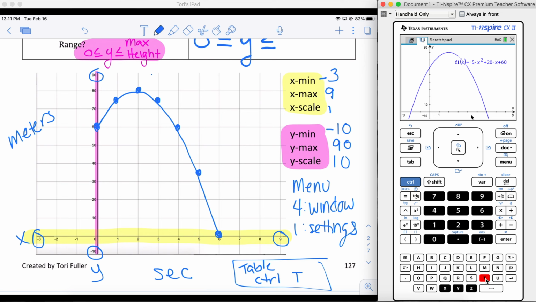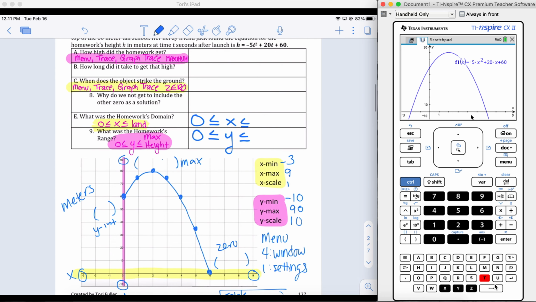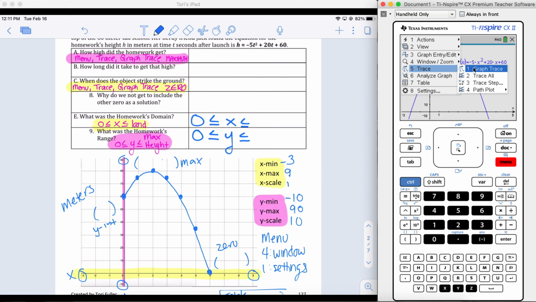All right, we want to make sure that we can find 3 specific points and label them. We want to know what the y-intercept is right here. We want to know what the maximum or the vertex is up here. And then we want to know what the x-intercept is. Now, the words that it will use are y-intercept, maximum, and 0. So that's what we're going to look for. And we're going to use the buttons that it talked about up at the top to find that. We're going to go Menu, Trace, and Graph Trace.